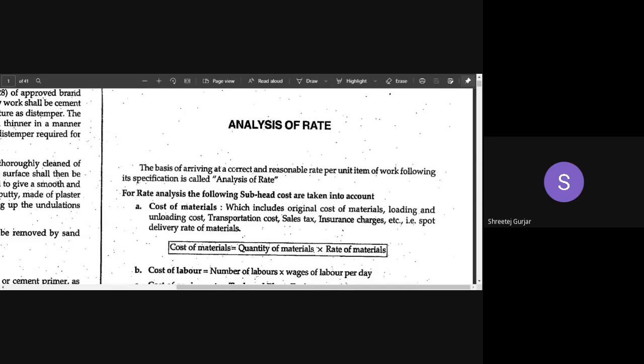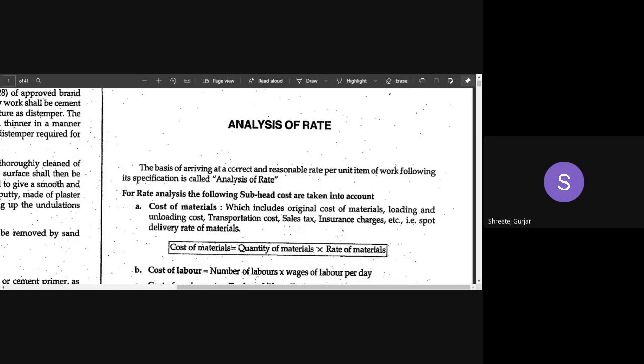The basis of arriving at a correct, reasonable rate per unit item of work, following its specification, is called analysis of rates. It is the rate per unit item of work. Suppose you are doing earthwork, what is the rate of earthwork per unit meter? Whenever you're dealing with concrete work, you need to know the unit rate of that concrete work. Some experienced engineers will tell you from their experience, but usually you have to do calculations and arrive at that particular rate.